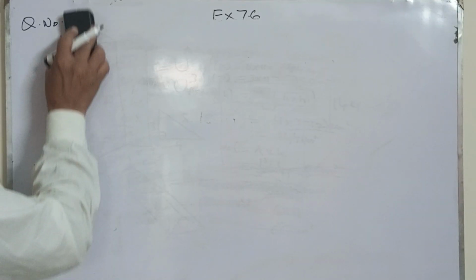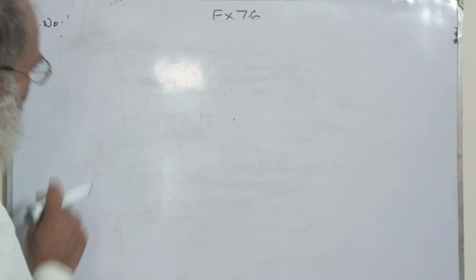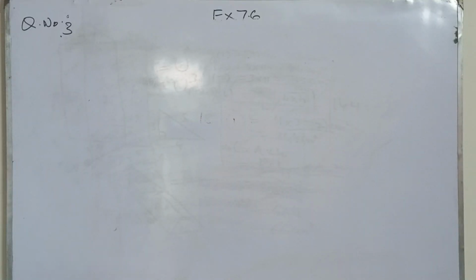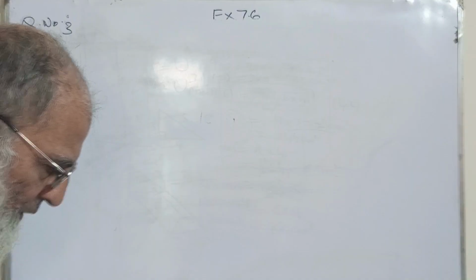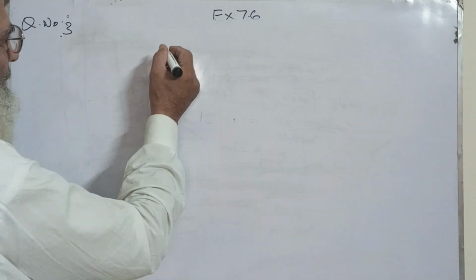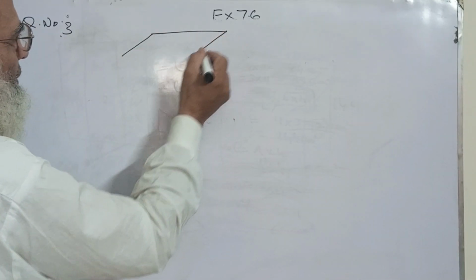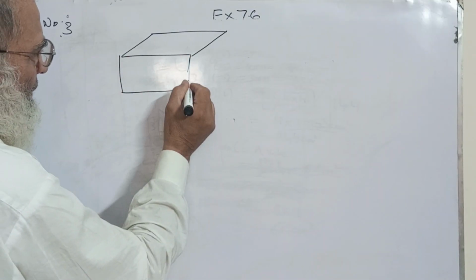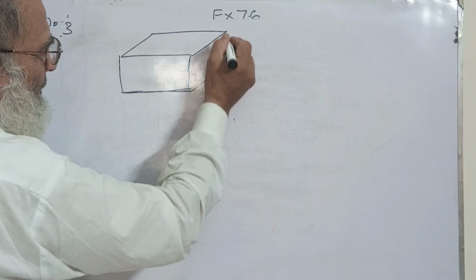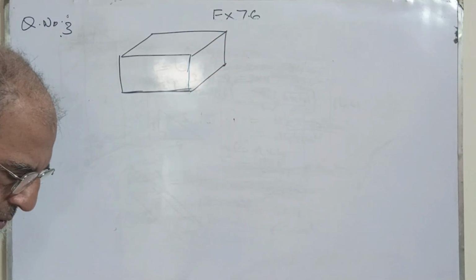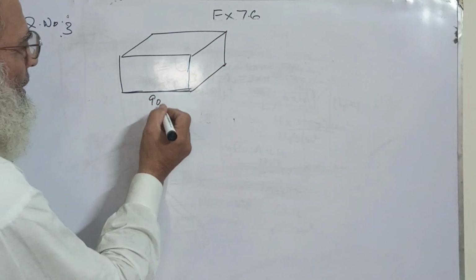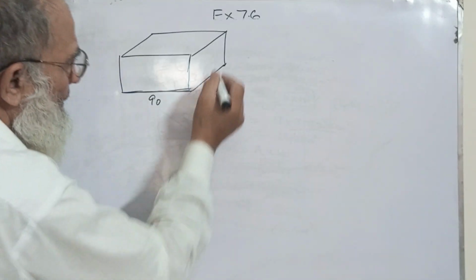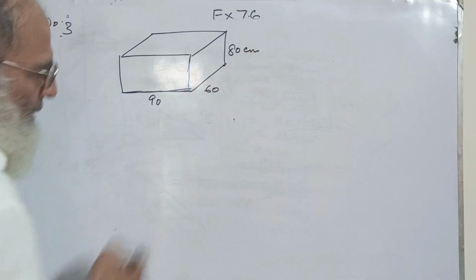Now, question number 3. Question number 3 is, what an easy question. A car battery or a UPS battery is given to you with 3 dimensions. This is a UPS battery, uninterrupted power supply. What is a UPS? Uninterrupted power supply. This is 90 and this is 60, and the height is 80. All the dimensions are in centimeter.